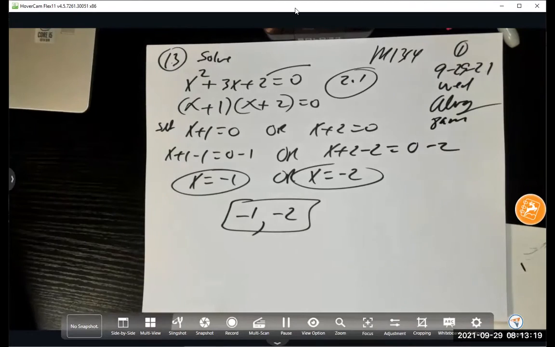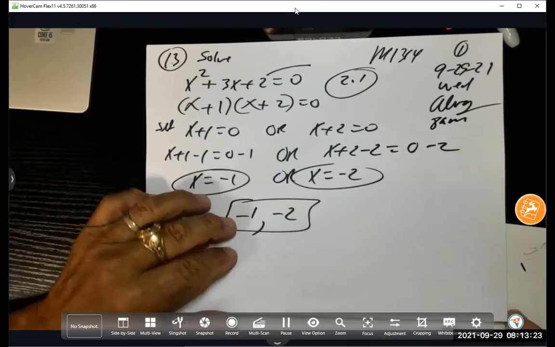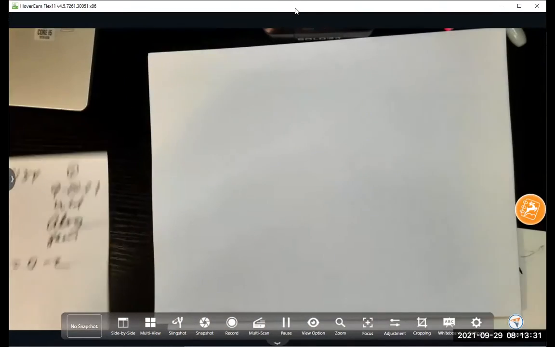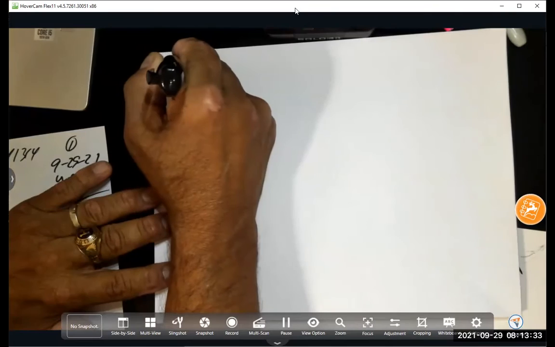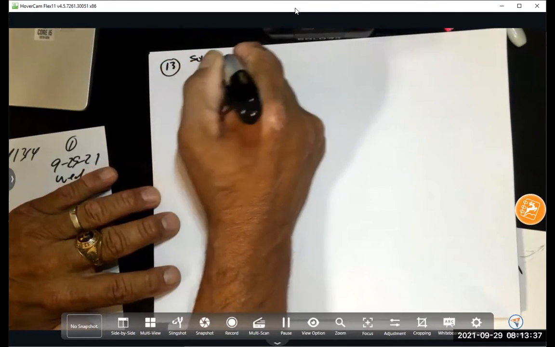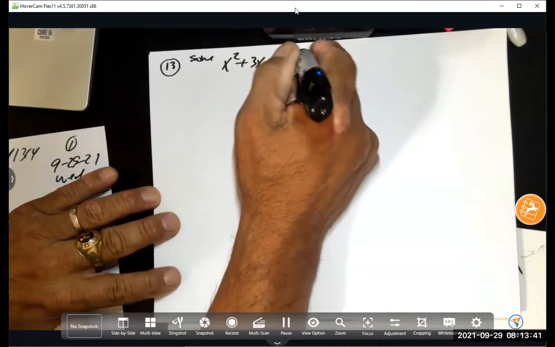Now, I'm going to do the same problem, but we're going to use a formula now, something called the quadratic formula, okay? Let's see how it goes. So I'm going to do something called the quadratic formula. Same problem, the short way, and then I'll do it the long way. All right, 13. Let's say solve x squared plus 3x plus 2 equals 0.